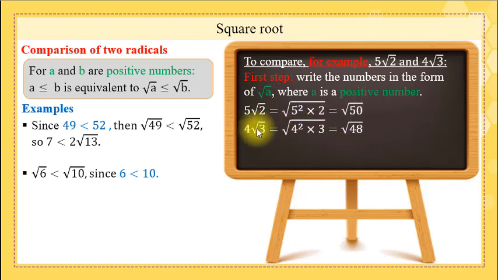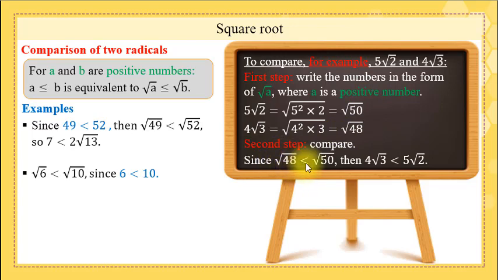And here we have 4 radical 3, we move 4 from outside to inside to get 4 power 2, and finally we get radical 48. This is the first step: write in the form of radical a. The second step, we compare: radical 48 is less than radical 50, because 48 is less than 50. Then 4 radical 3, which is radical 48, is less than 5 radical 2, which is radical 50.